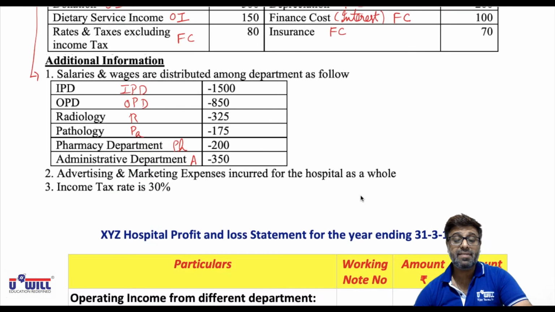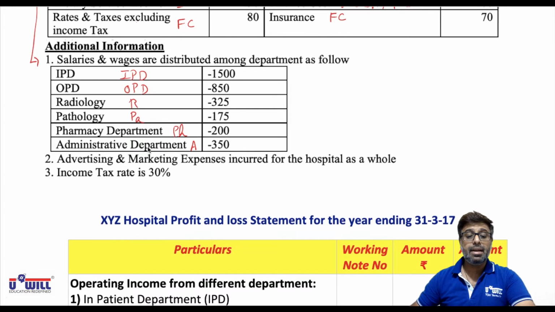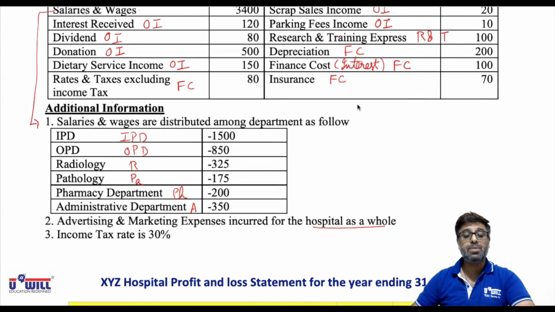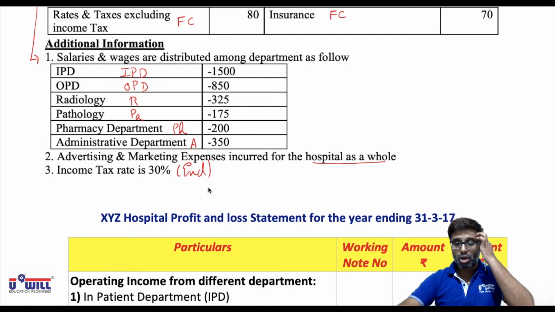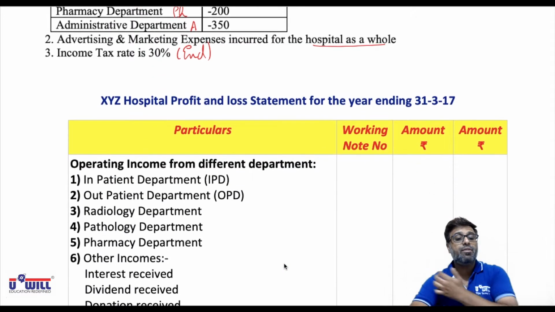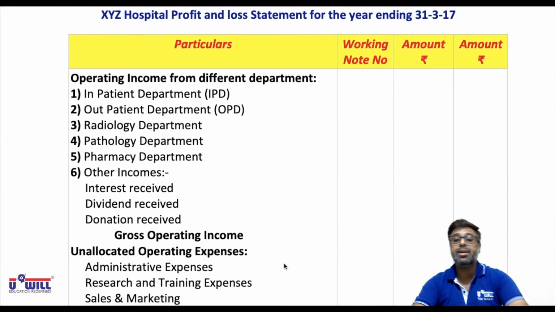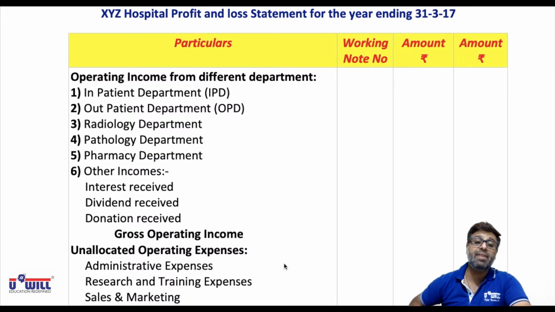Now salaries and wages are distributed amongst the departments as follows. We already discussed: advertising and marketing are incurred for the hospital as a whole, so we mark it as selling expense. Income tax 30% we will minus at the end. So all of you pause the video and make this format of XYZ profit and loss statement. You already know the format very well now.